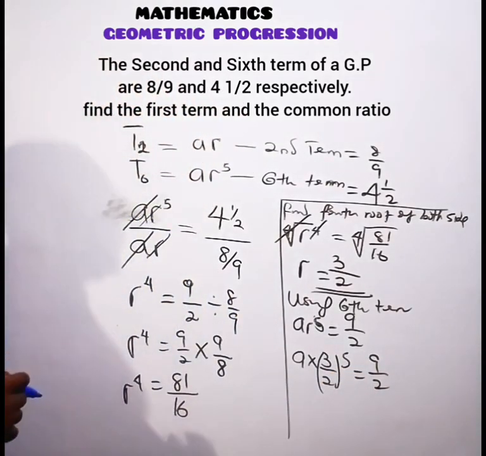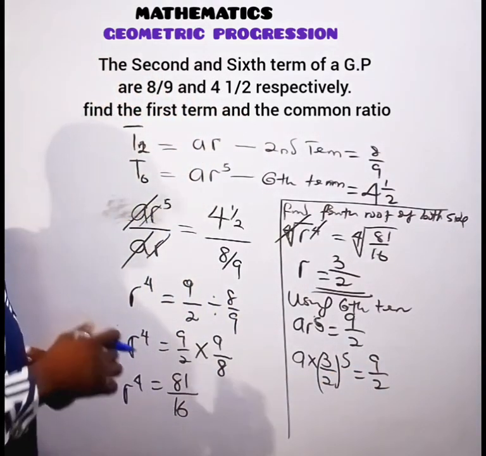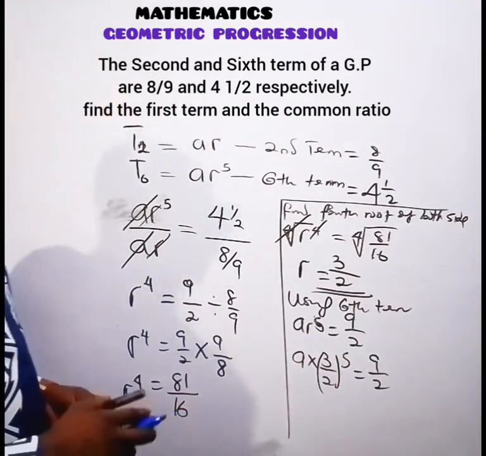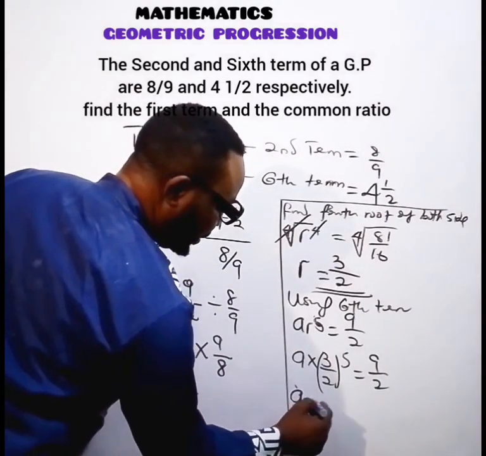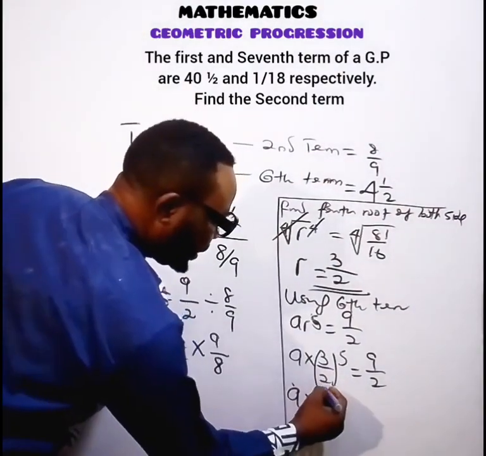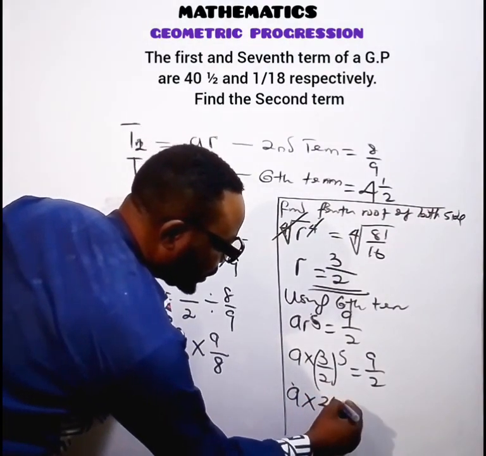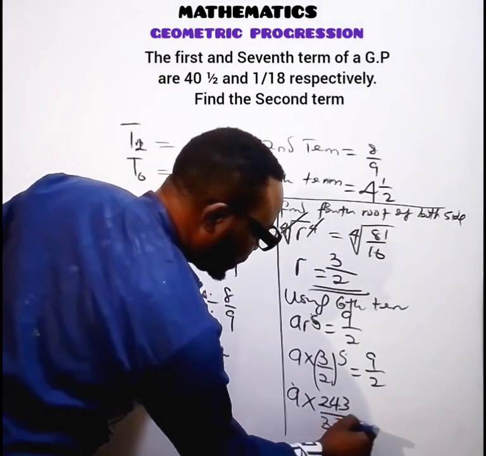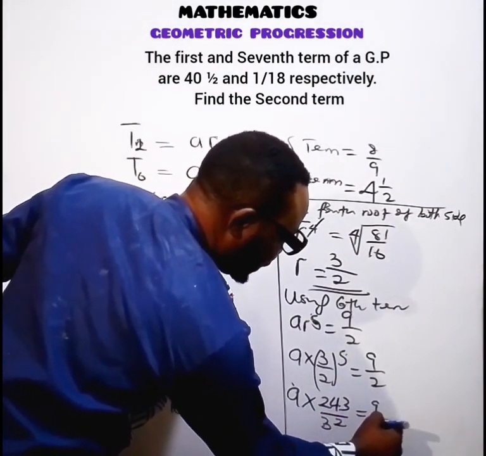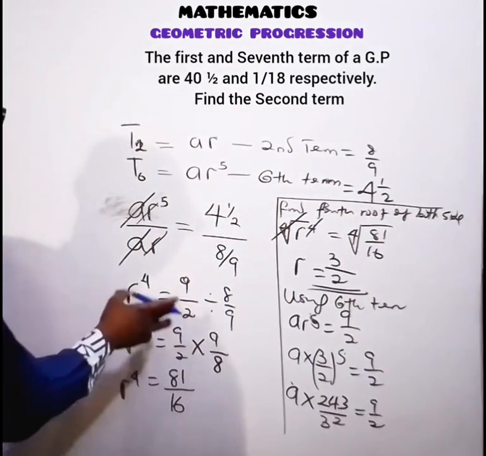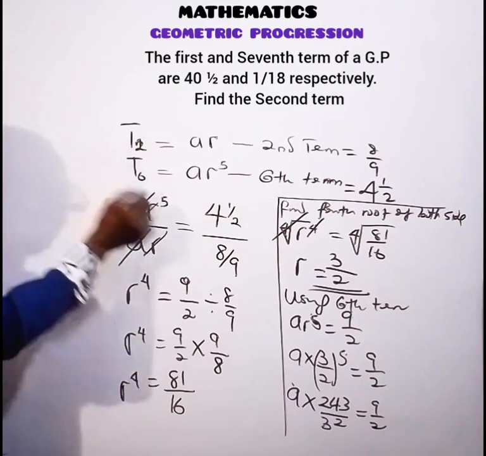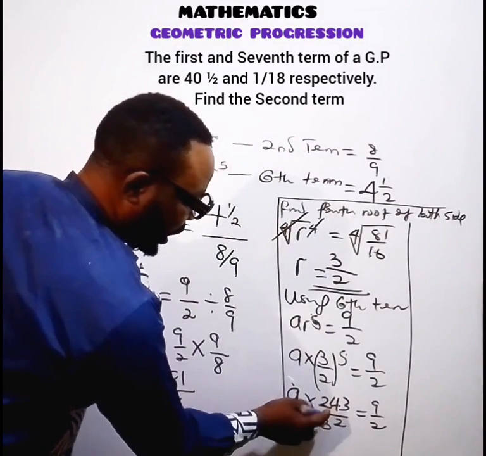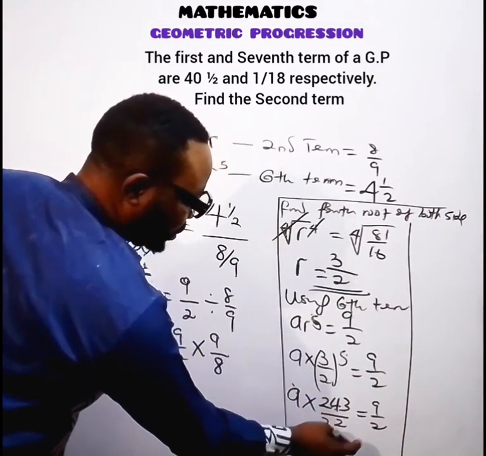We need to find the value of 3 raised to the power of 5 and 2 raised to the power of 5, which is going to be equal to 32 anyway. That's a multiplied by 3 raised to the power of 5. That's having a multiplied by 243 over 2 raised to the power of 5, which is 32, is equal to 9 over 2. Let me put the value here. We have 243a over 32 is equal to 9 over 2.